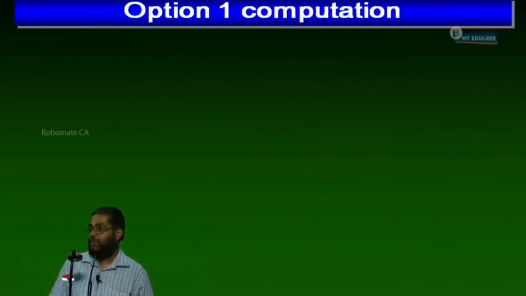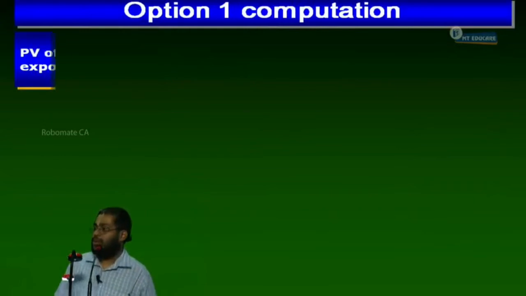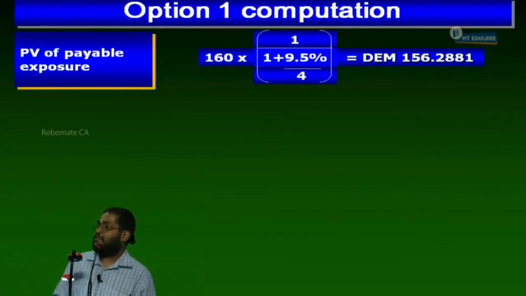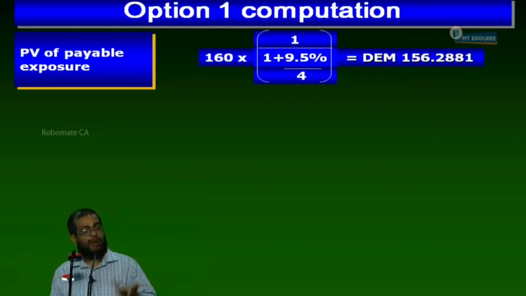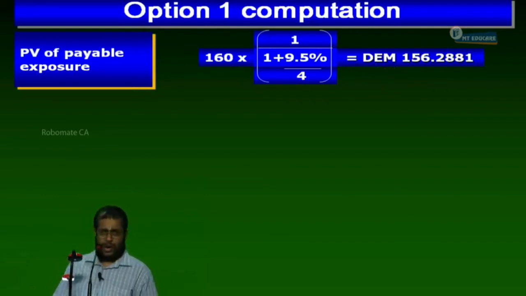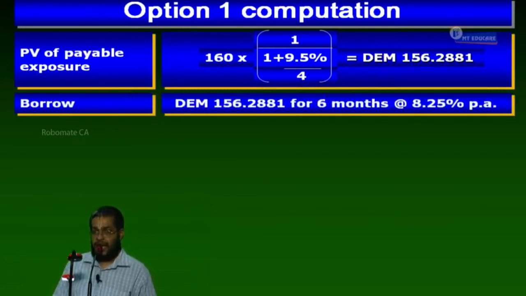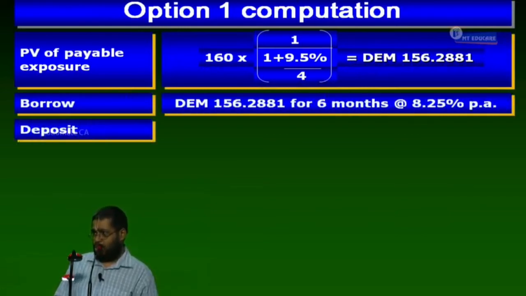Okay, I'll just show you if you want. Option 1, what is option 1 here? I'm going to calculate the present value of exposure. I discount how many months? 3 months. 156.2881, right or not? You call it 156.29. This money I'm going to do what? First to borrow for how many months? 6 months. At how much percent? 8.25.